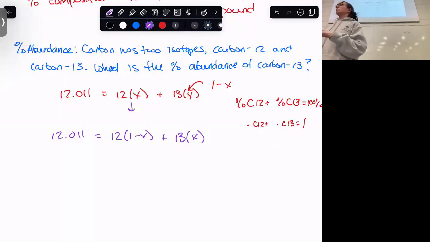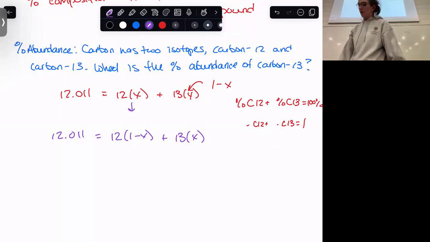Does that make sense, everyone, why we're doing it? X is carbon 13. You can totally solve it the other way where it's X for carbon 12 and 1 minus X for 13, but you just have to do one extra step afterwards. Yep. And if I just asked you for what is the percent abundance of each isotope, it does not matter which one you pick.